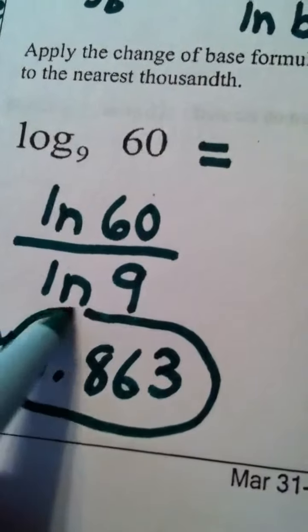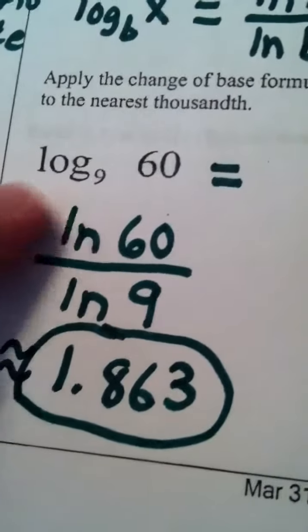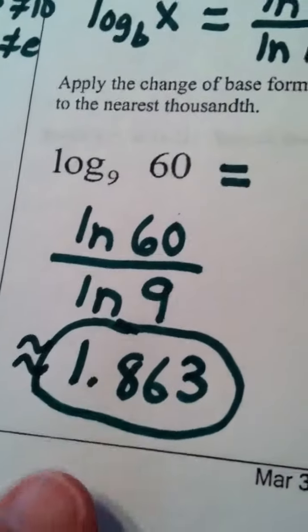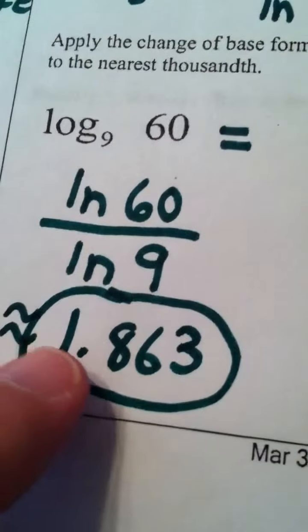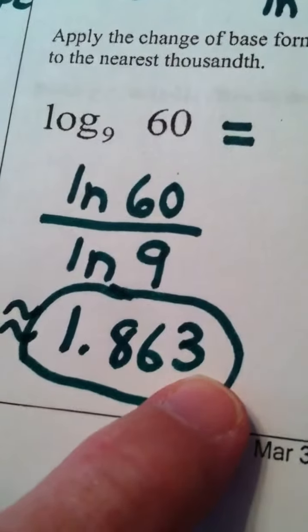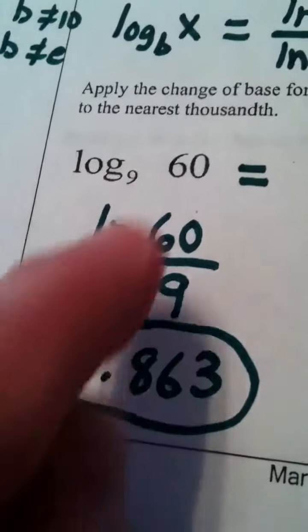And that is how you apply the change of base formula, and then I've also taught you how to punch it into your calculator. So the log base 9 of 60 is approximately 1.863. Now, you knew the answer was going to be less than 2 for this reason.